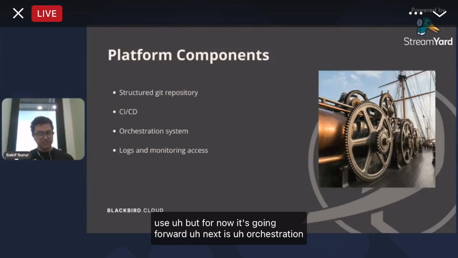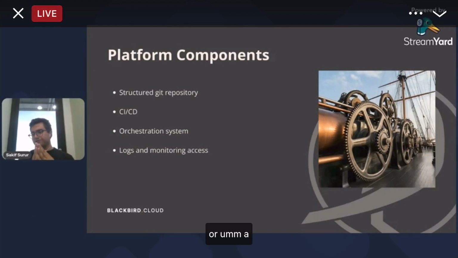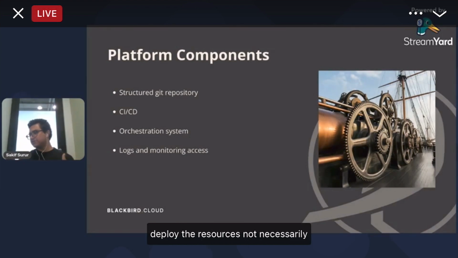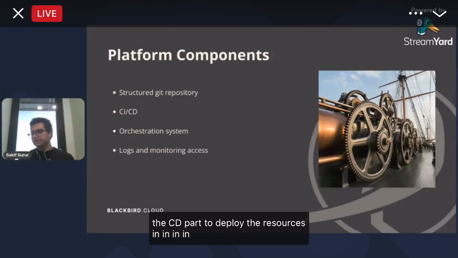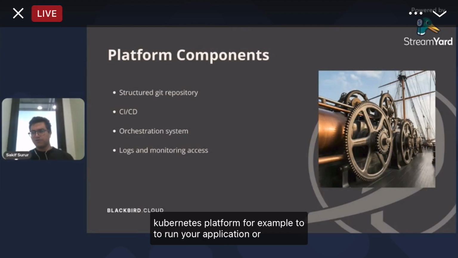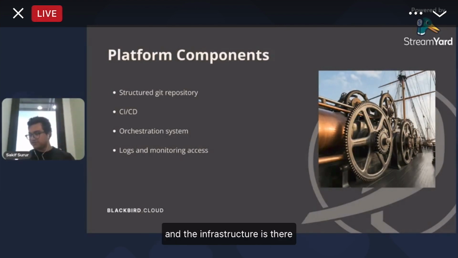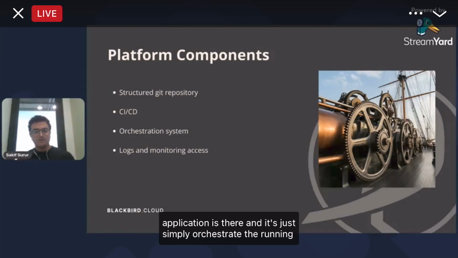Next is the orchestration system. The orchestration system is basically the runtime of the application itself, or a way to deploy the resources, not necessarily the CD part, but deploy the resources in your cloud, whether it's a Kubernetes platform, for example, to run your application, or maybe you want an ECS platform to run the application with, let's say, CloudFormation, where you could just say, okay, just run this application, all these stacks, and the infrastructure is there, the application is there, and it simply orchestrates the running part.